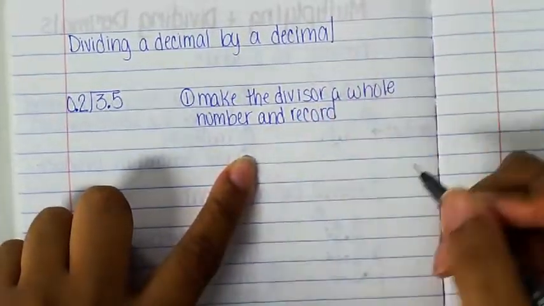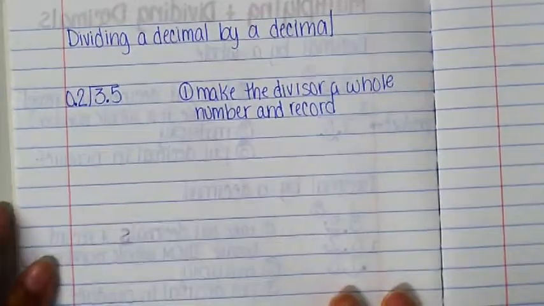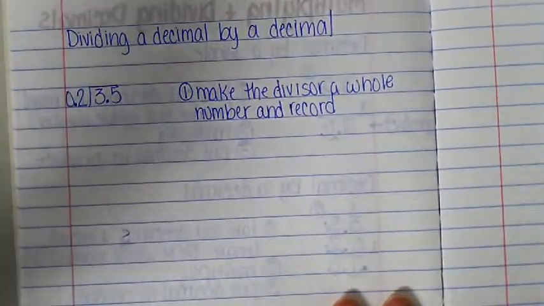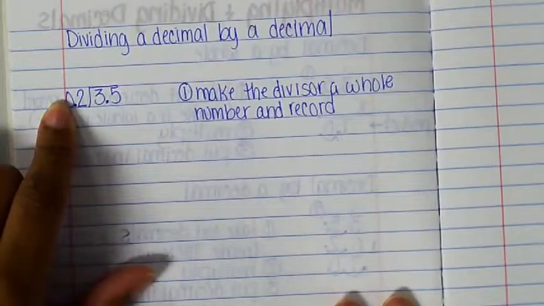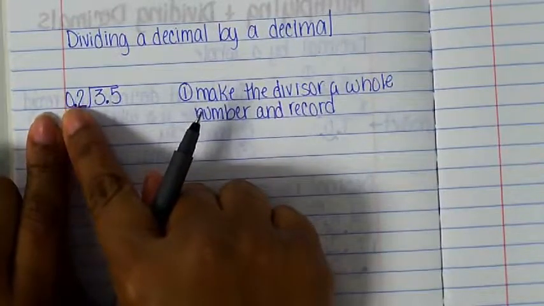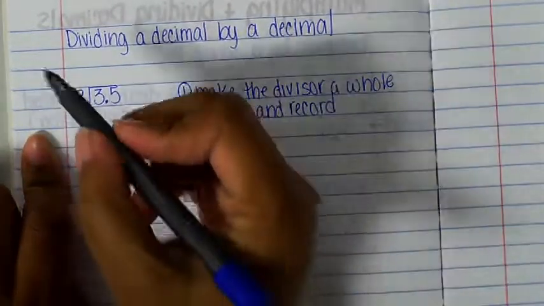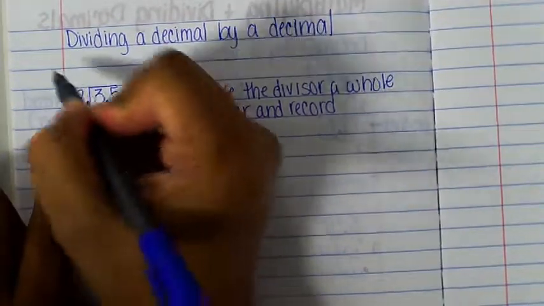All right, point to the divisor. Point to it on your paper. This one? Oh, no, this one. Yes. This is your divisor. You're going to make this one a whole number. Which way do I go to make it a whole number? To the right, how many times? Once. And record.